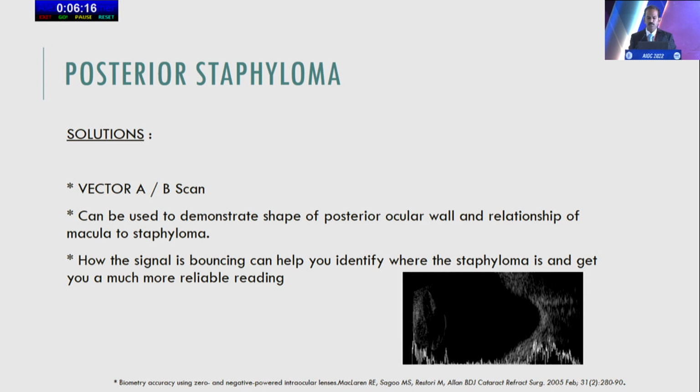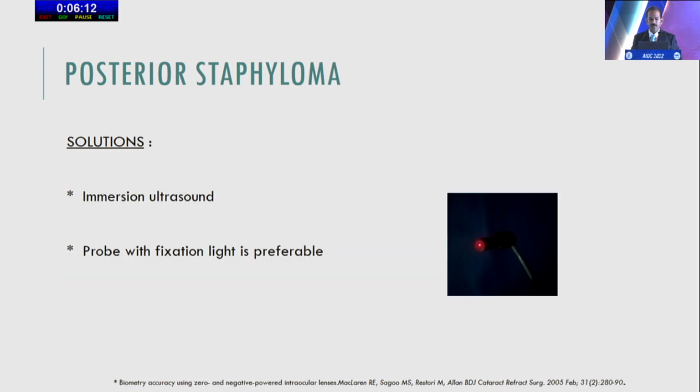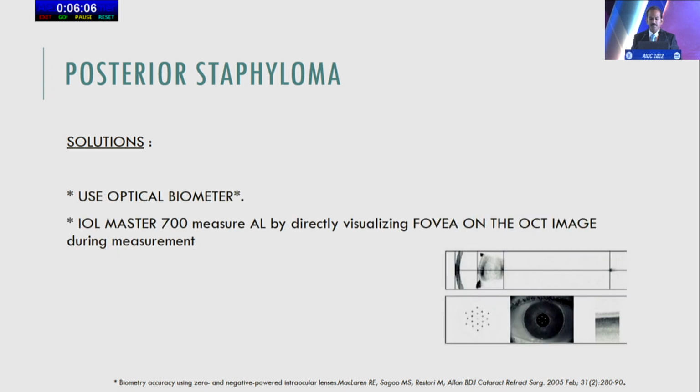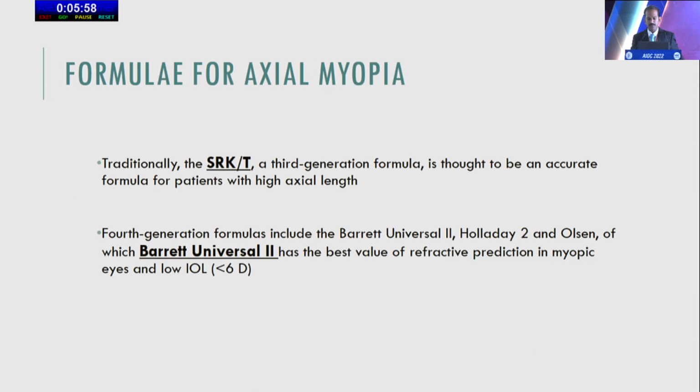It can be used to demonstrate the shape of the posterior ocular wall and the relationship of the macula to the staphyloma as well. If it is an ultrasound, it has to be an immersion, and a probe with the fixation light is preferable in these patients. The best option is to use an optical biometer, especially the IOL Master 700, which measures the axial length by directly visualizing the fovea on the OCT image during the measurement.